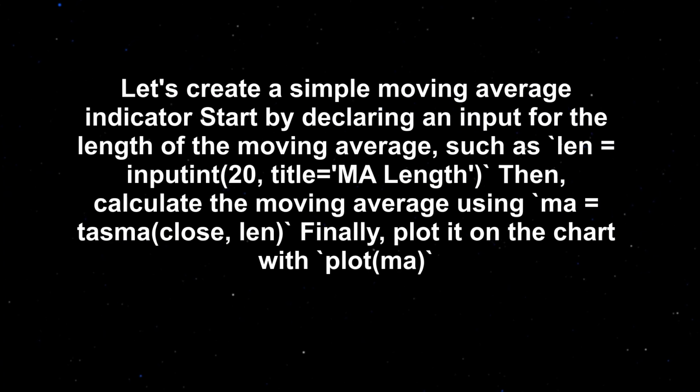Let's create a simple moving average indicator. Start by declaring an input for the length of the moving average, such as len = input.int(20, title = "MA length"). Then, calculate the moving average using ma = ta.sma(close, len). Finally, plot it on the chart with plot(ma).